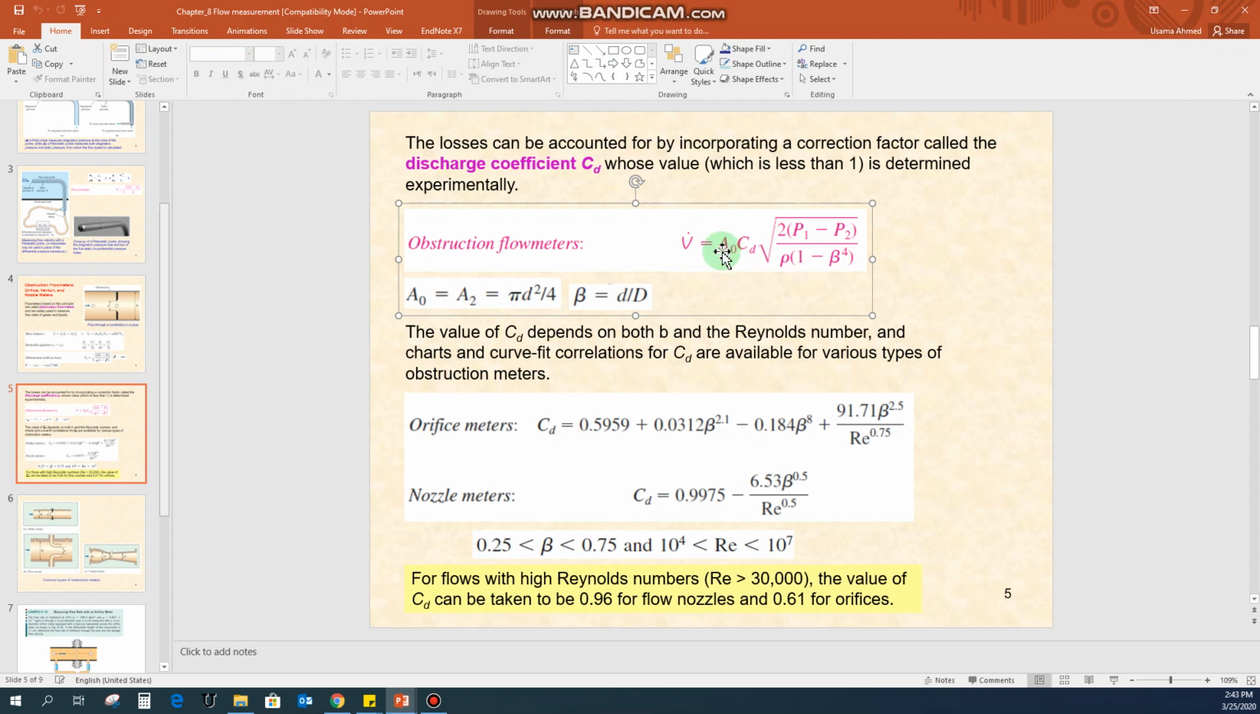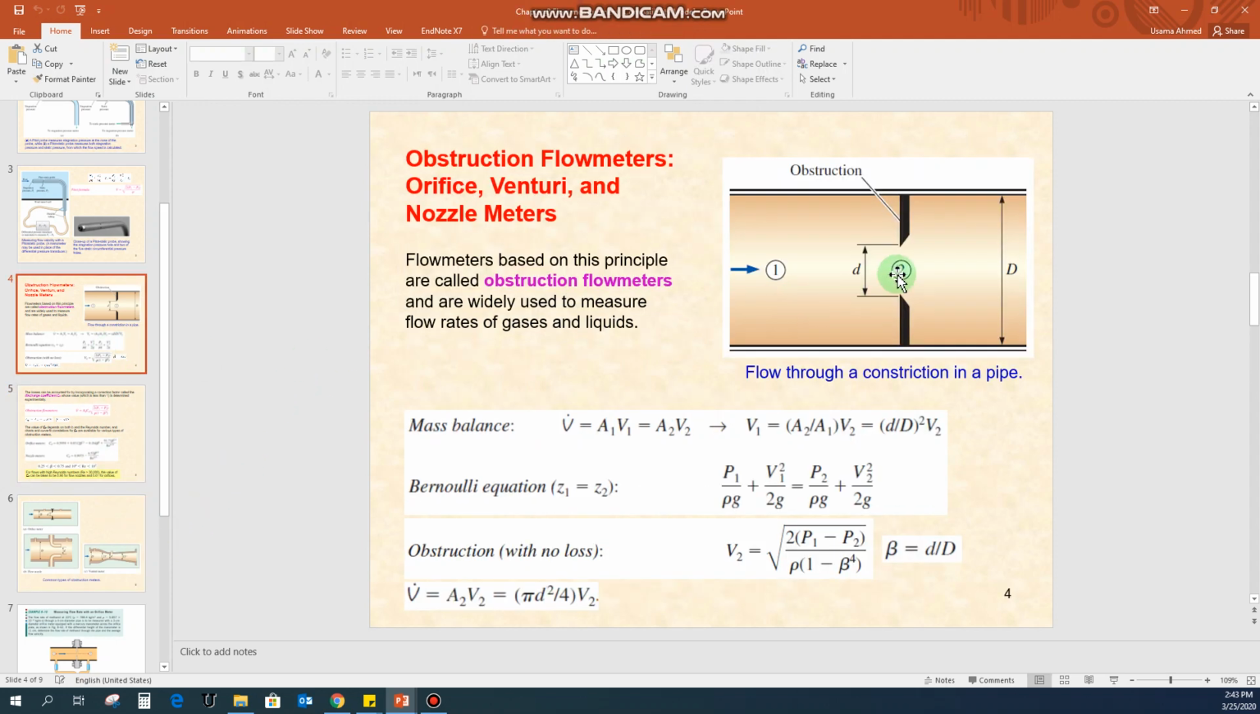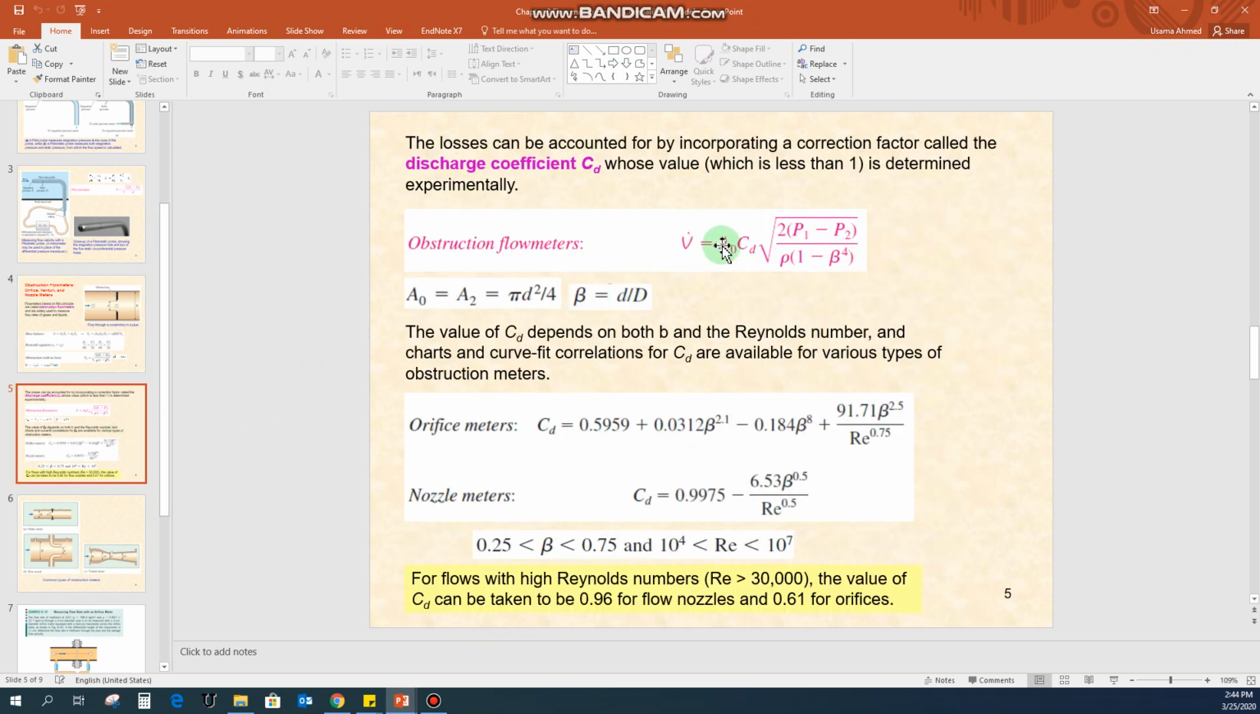Now what is this A naught here? Can you tell me, or can you have a guess? What is the value for this A naught? It represents the cross-sectional area of the flow measuring device, which is the 0.2 in this orifice meter. So this A2 here is basically the area of the suction flow meter. So every time that you use this equation, A naught represents the cross-sectional area of the flow measuring device, not the area of the pipeline.